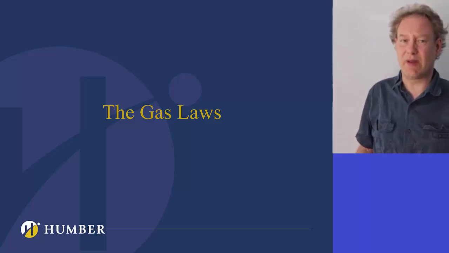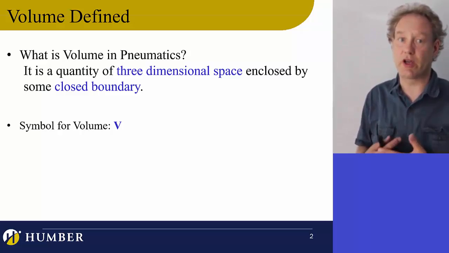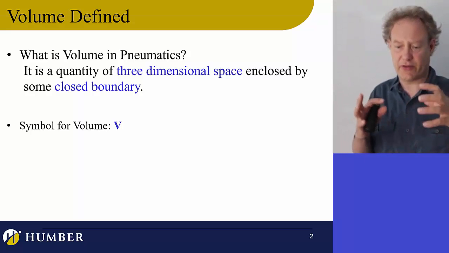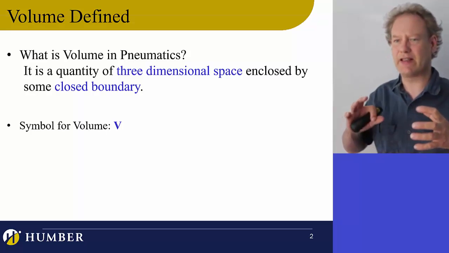So we're going to take a look at volume. We have to define volume. The symbol for volume is V. When we're talking about volume, we're talking about a three-dimensional enclosed space. I think it's important that we highlight the fact that it's enclosed.